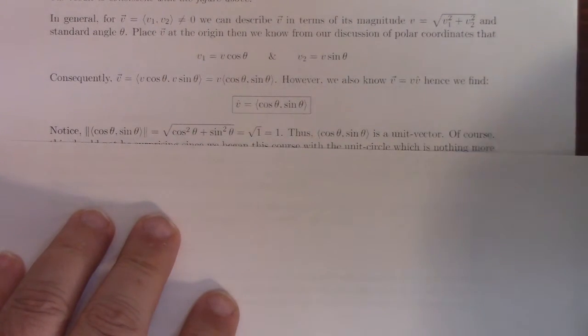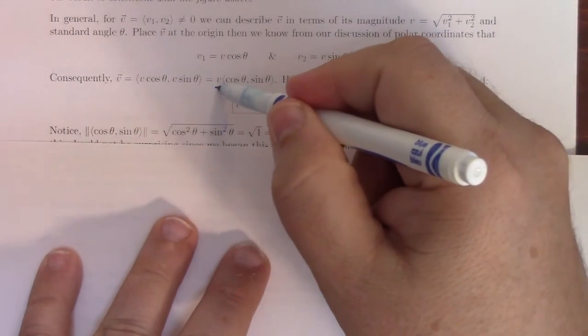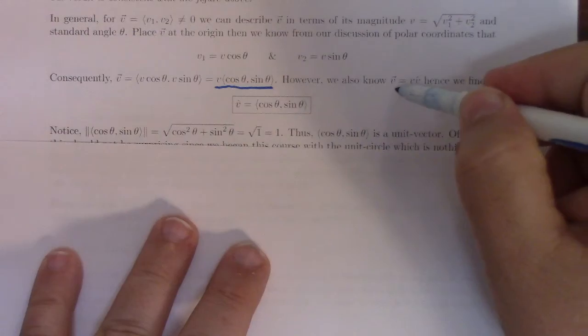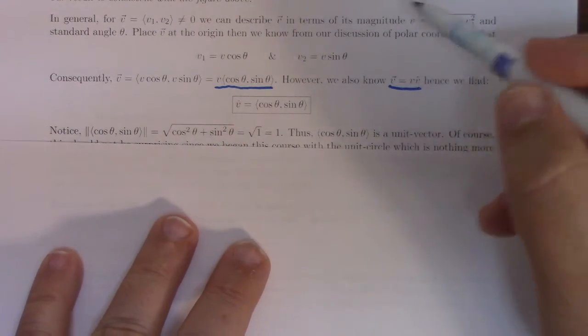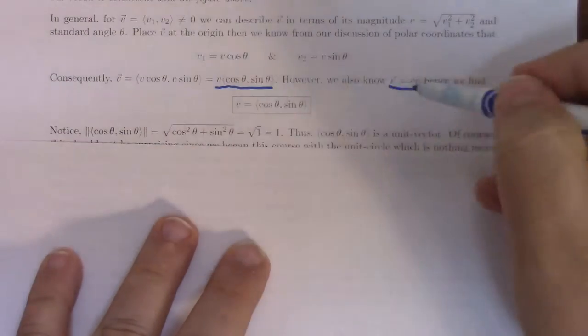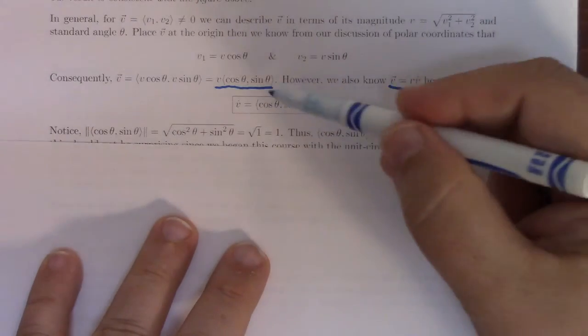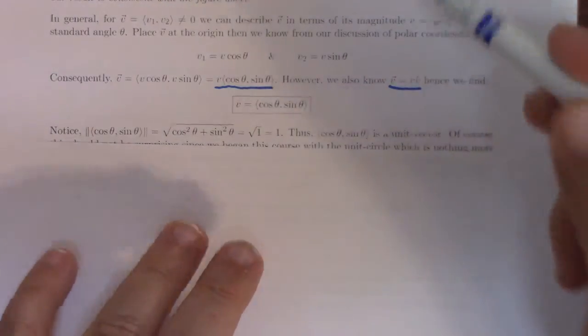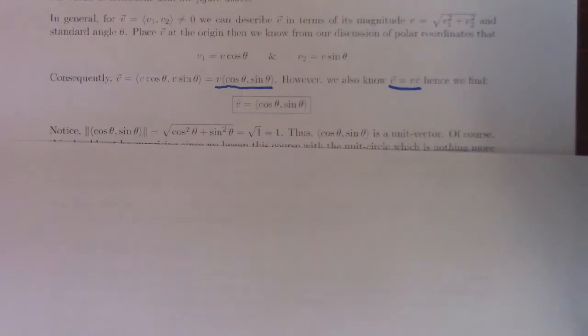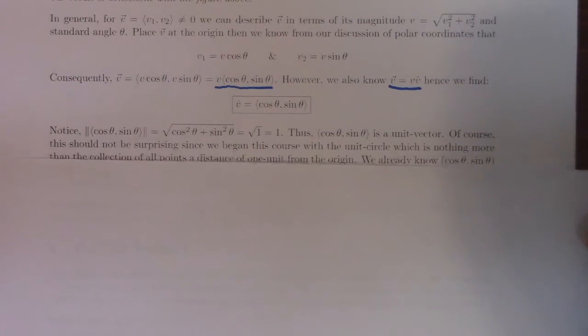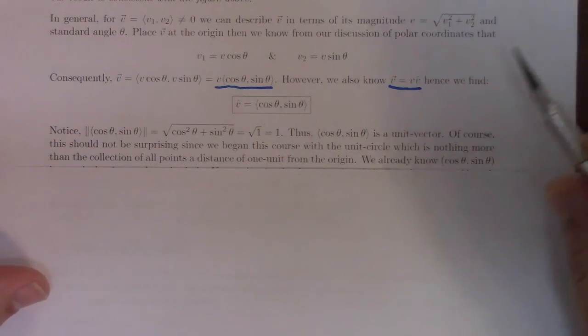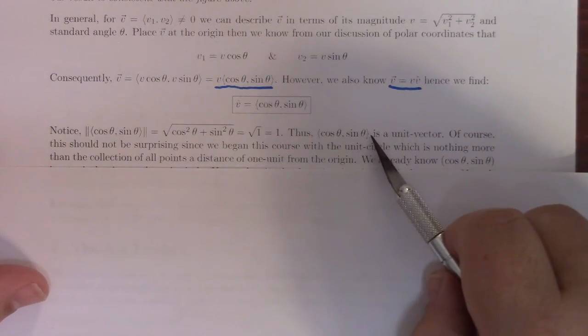So if you just look at it, this is equal to that, right? And since v is non-zero, we can divide these equal expressions by v, and that gives us that v hat is cosine theta, sine theta, which is totally unsurprising if you start thinking about it, because, of course, cosine theta comma sine theta was a point on the unit circle.